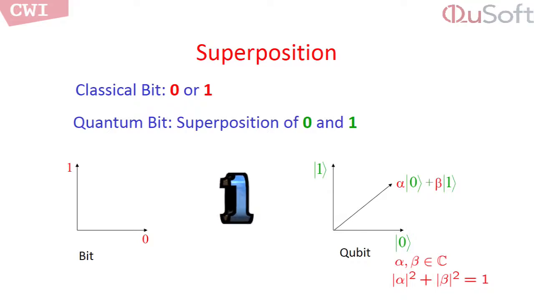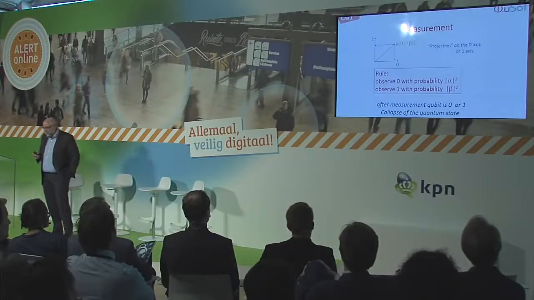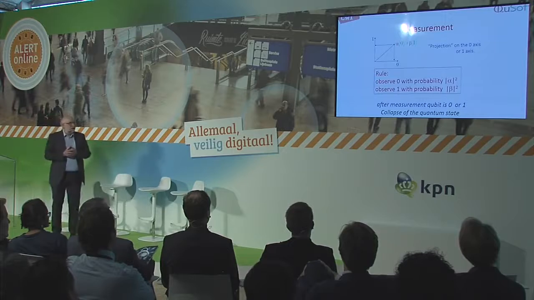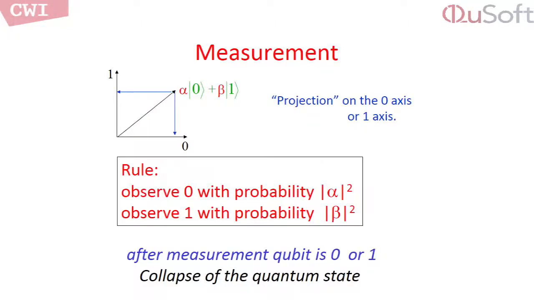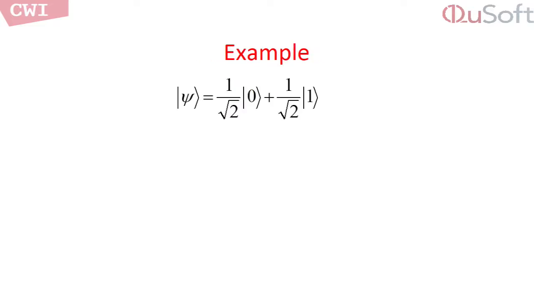And now, if you look at the qubit, something funny happens. When you do a measurement, you actually don't see the superposition, but you see a 0 or a 1, and you see that with a certain probability. So with probability alpha squared, you see the 0, and with probability beta squared, you will see the 1. And after you've done that measurement, you have destroyed the qubit. So it collapses, also something very strange. But that's what happens. So here's an example of a qubit, which is 1 over square root of 2 times 0, plus 1 over square root of 2 times 1.